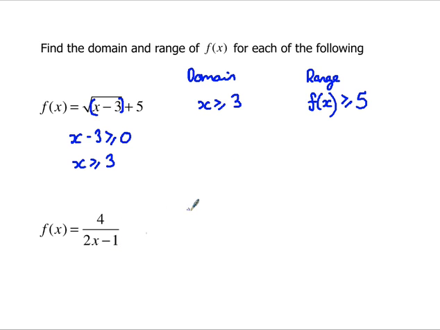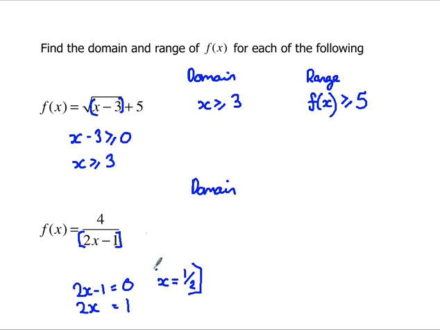Find the domain for this one. Again, we've got a division problem here, so we know that this on the bottom can't be equal to 0. So if we put it equal to 0 and then solve it, we'd have 2x equals 1, so x must equal a half. So that's the value that we can't use, x equals a half.